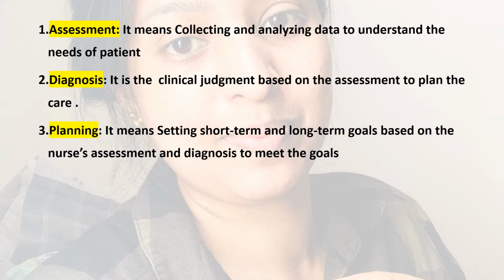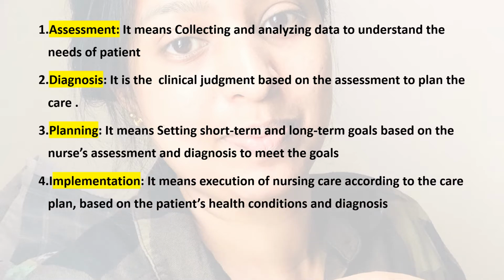Next is planning. Planning means short-term and long-term goal planning based on the assessment and diagnosis. In the planning stage, we plan everything we are going to do for the patient to bring the patient back to the normal level. So each component of the nursing care plan is interrelated. Next is implementation. After planning, we implement, which means we execute each plan to meet the needs of the patient.